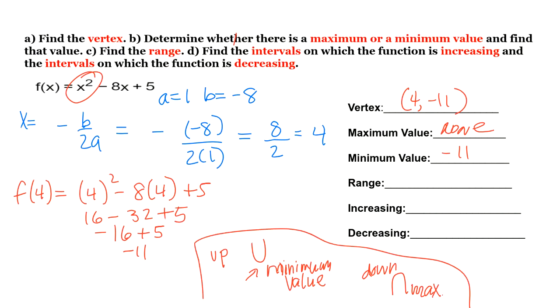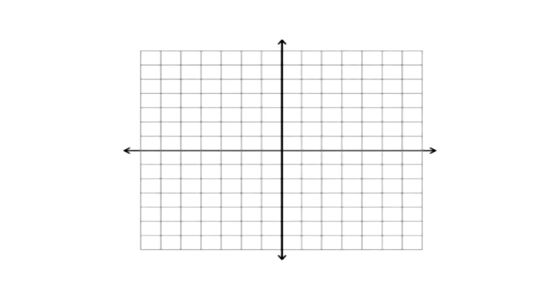And then the range is easy to find too. The range is your y coordinate. You use your y coordinate to find your range. So if my parabola, let's see, my vertex was 4, -11, and it opened upward.